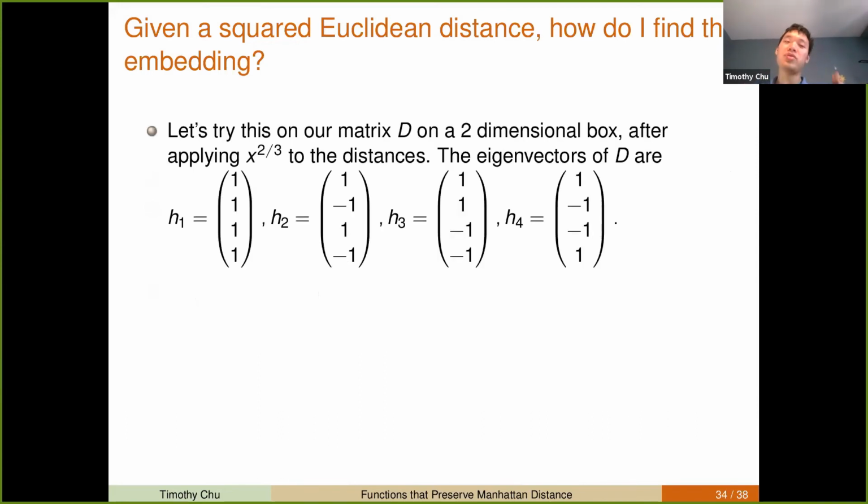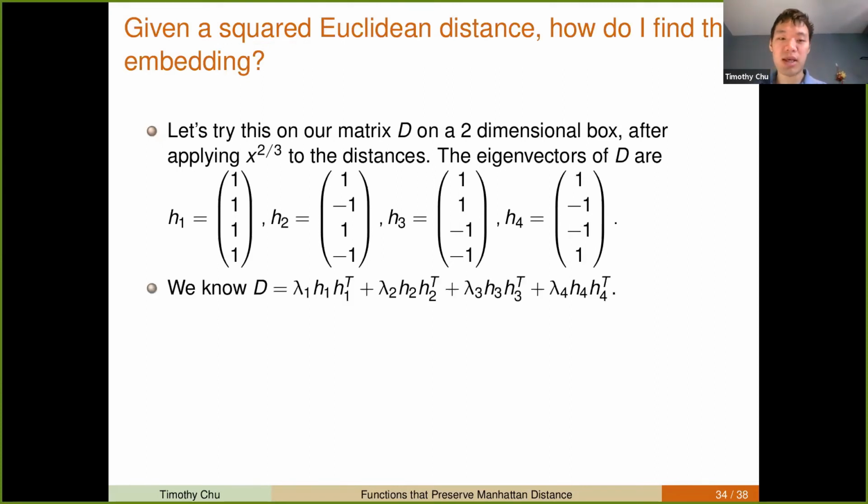Great. So all we're going to do is try this on our matrix D. We know that our matrix D encodes a squared Euclidean distance. So what are the points that realize it? Well, we know what the eigenvectors of D are. They're equal to these matrices as follows. And we know that D is equal to this formula here. Why is that? Well, D is a symmetric matrix. All of its eigenvectors are orthogonal. And this is the canonical way you decompose D into its eigenbasis. This is like the SVD decomposition.